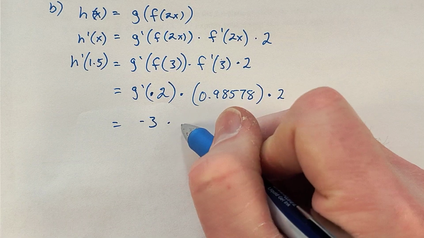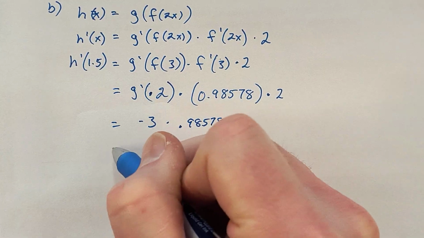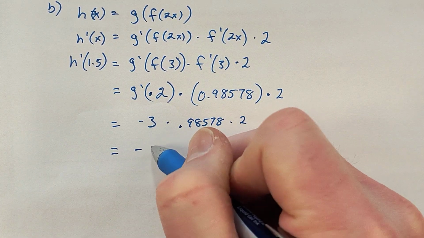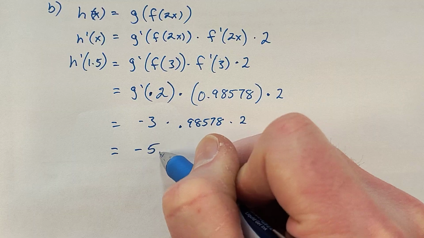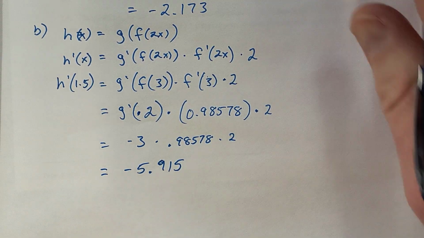And times all those things, 0.98578 times 2, and that works out. I did it on the calculator already to be -5.915. I went 3 decimals like they said.